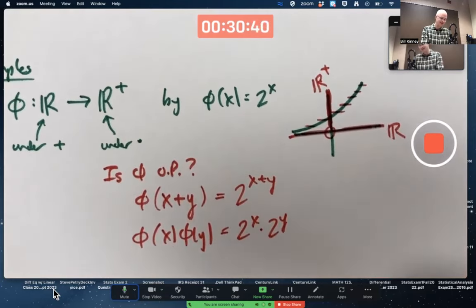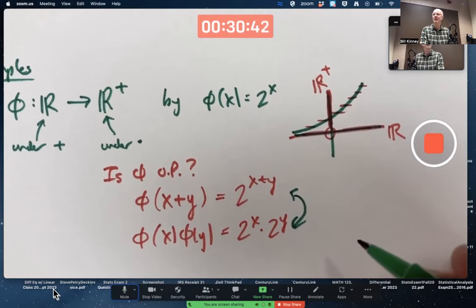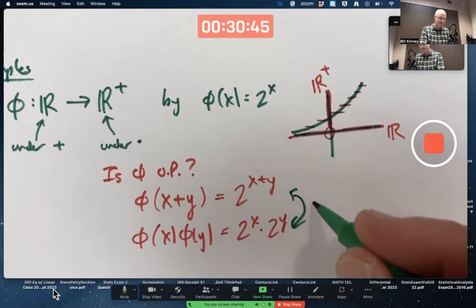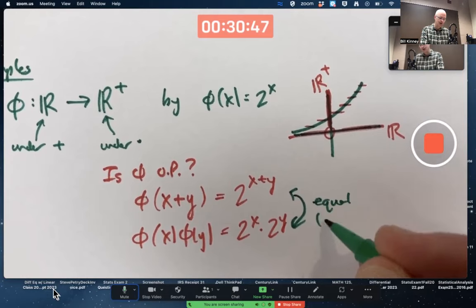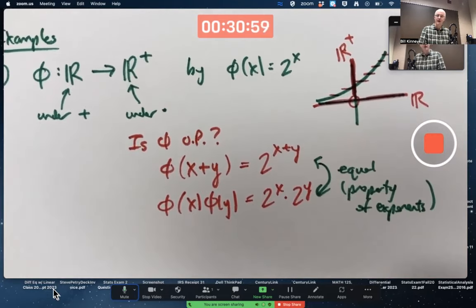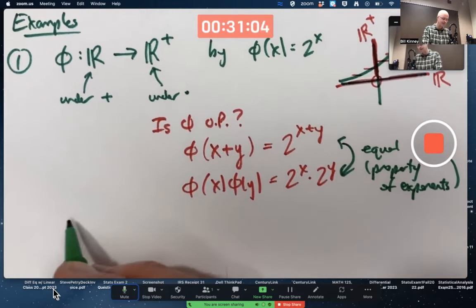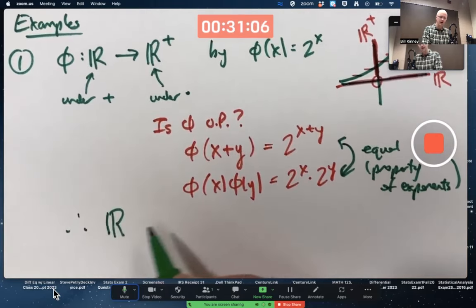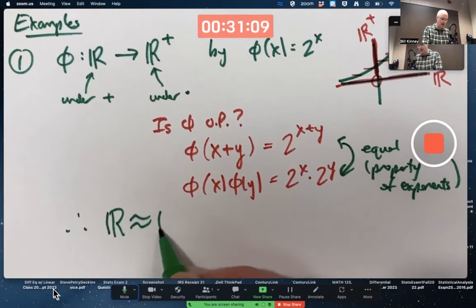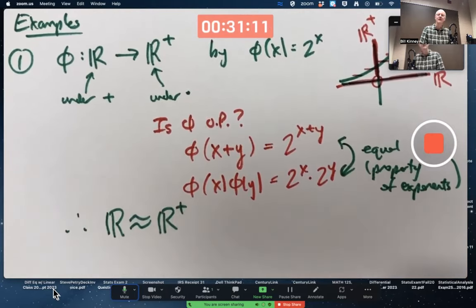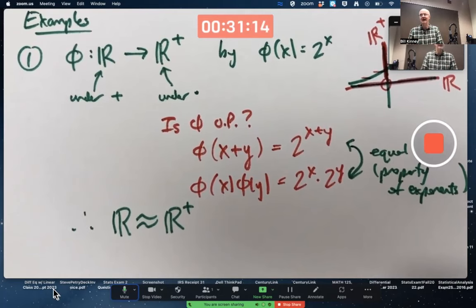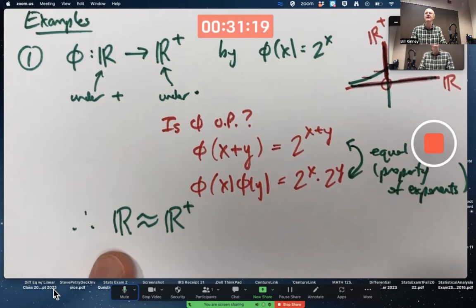Yeah, these are true. You've known that for a long time. These are equal. It's a property of exponents. So it is operation preserving. This is an isomorphism. And we would write this kind of notation that R is isomorphic to R plus. Once again, you need to realize that when I write this, it's understood that this R is a group under addition, and R plus, the positive reals, is a group under multiplication.